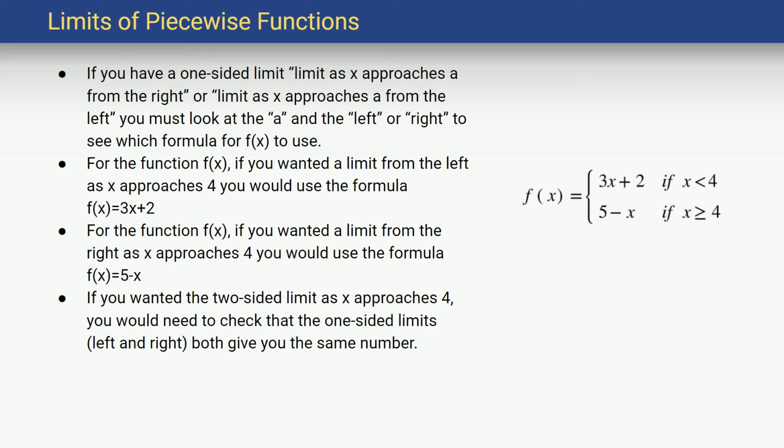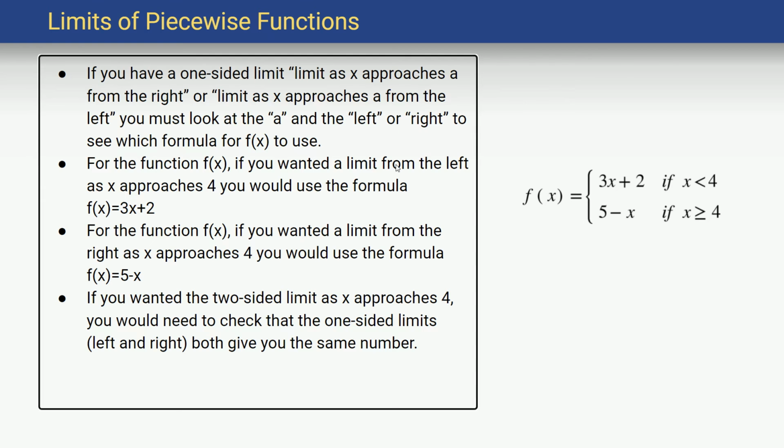Basically, you just need to worry about which piece you should be in, the left piece or the right piece. Or there could be 5 pieces and you have to figure out which one you're in. So let me just say this. We're looking at the same example. f of x equals 3x plus 2 if x is less than 4. f of x equals 5 minus x if x is greater than or equal to 4, right?